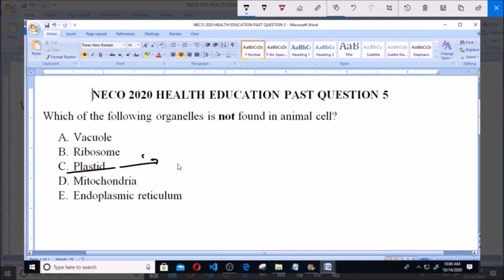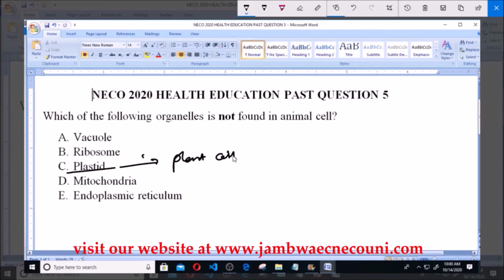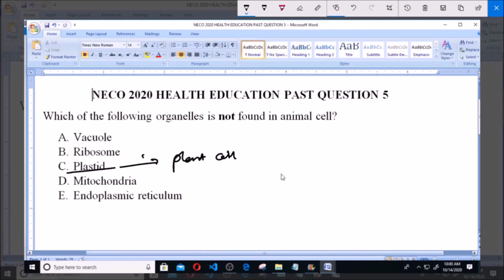Plastid is found in only plant cells or plant-like organisms' cells. Now these plastids are membrane bound organelles. It's a membrane bound organelle found in cells of plants.